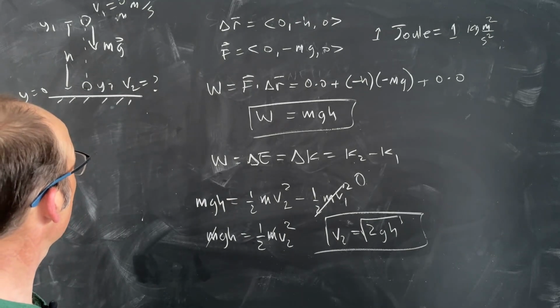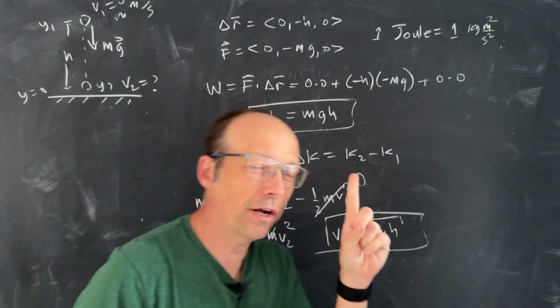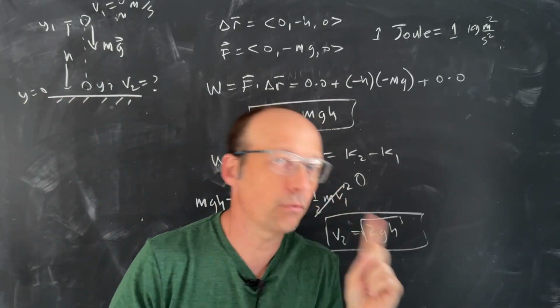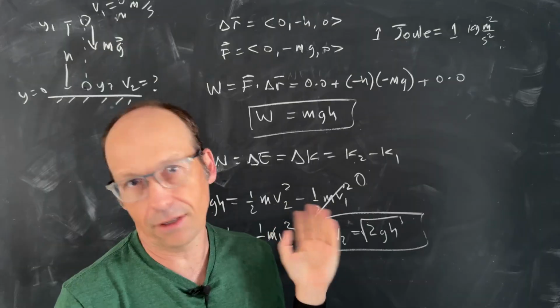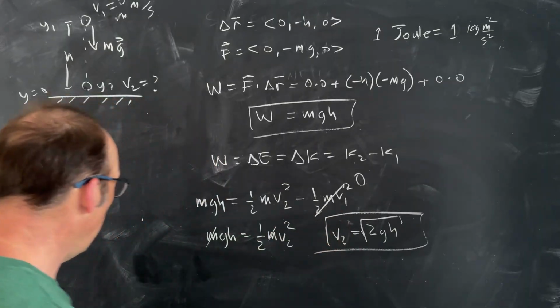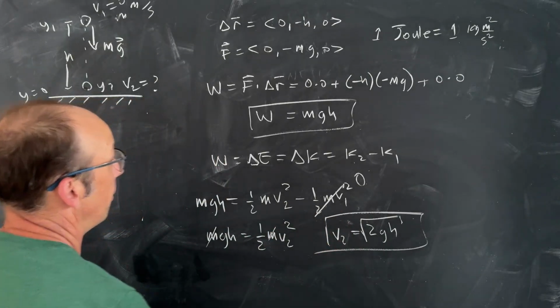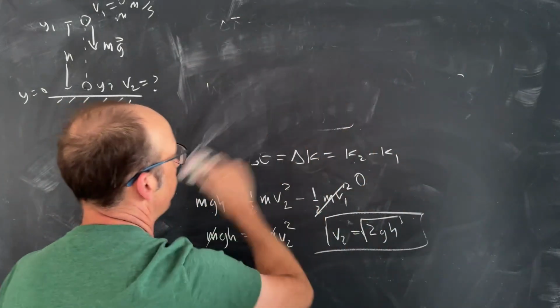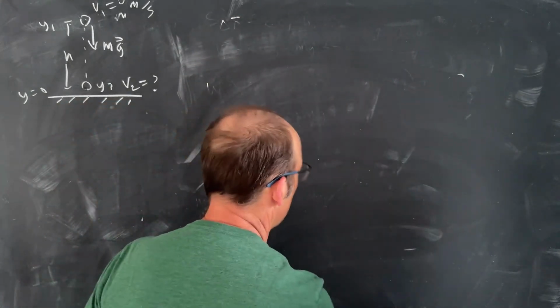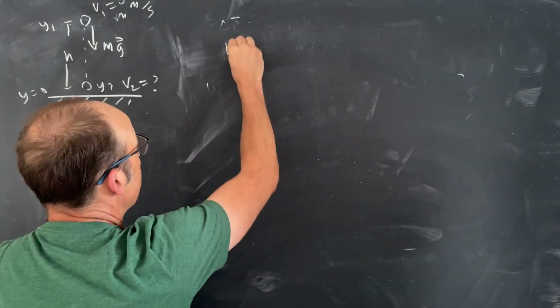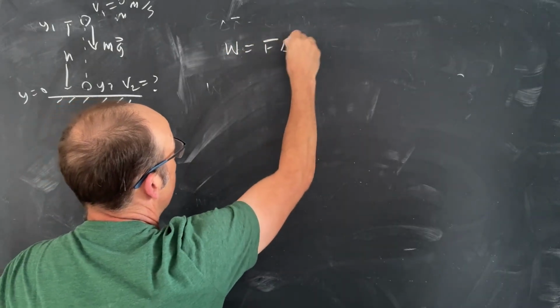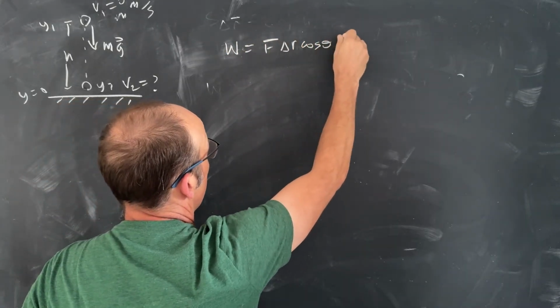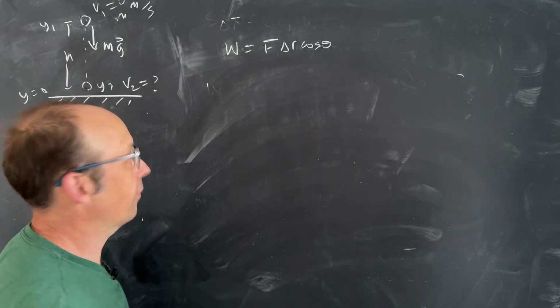There was something else I was going to say. Okay, let's find the work one other way, right? What if I don't want to write these vector things? I don't want to deal with that. That's fine. I don't have to do that. Let's just erase all this stuff. Let's do it again real quick. What if I say work is F delta r cosine theta? I don't want to write these as vectors.